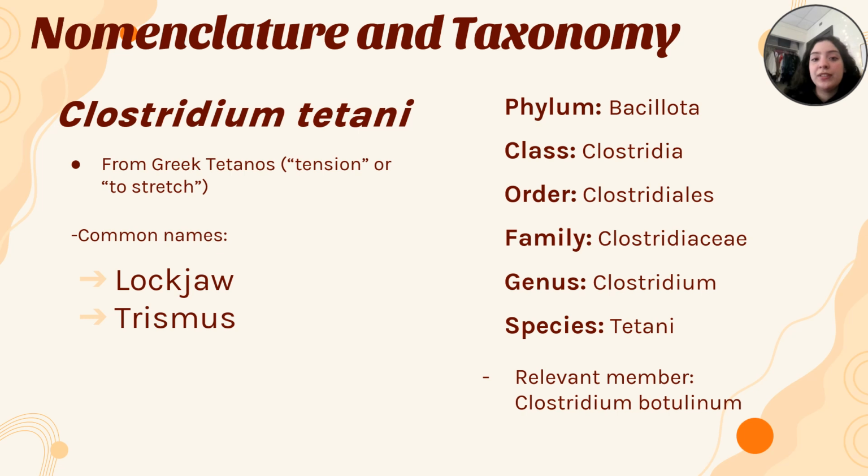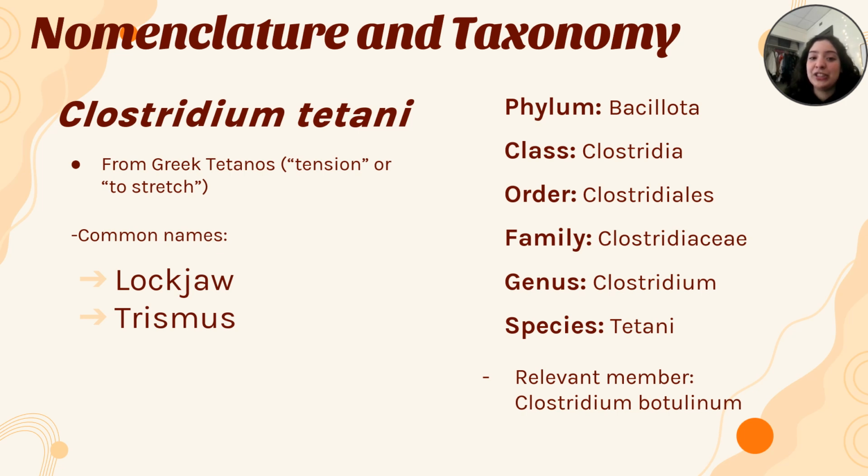So the formal name for tetanus is Clostridium tetani. The species name comes from the Greek tetanus, which means tension or to stretch. Some common names for tetanus are lockjaw and trismus, which basically mean the same thing: spasms in the mastication muscles. Going to the taxonomy, which I'm not going to go over because of the names, but feel free to take a look at them.